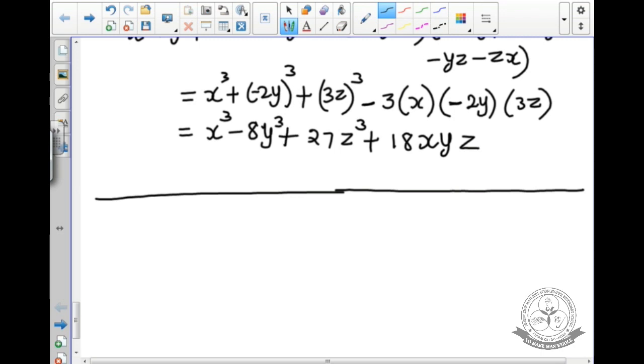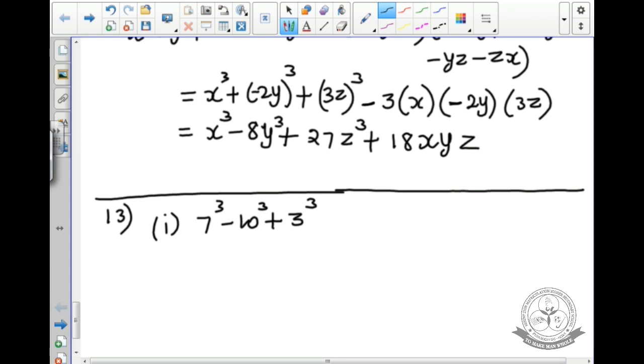Okay, so next one, question number 13. By using identity, evaluate the following. So we can use the identity. The same identity we are going to use. Okay, so what is that? First one, 7 cube minus 10 cube plus 3 cube.